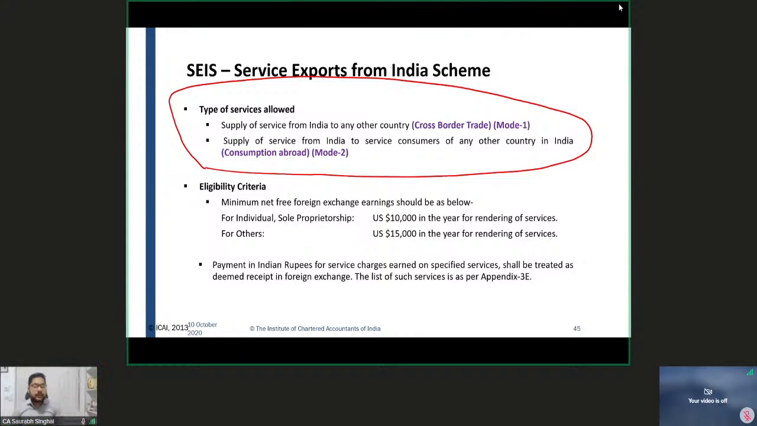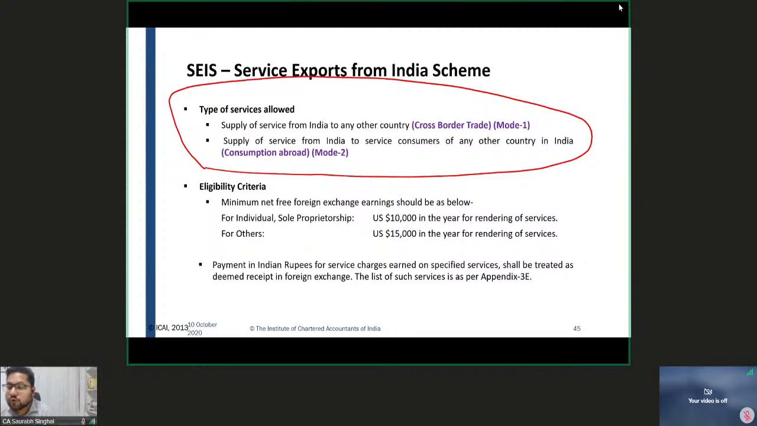Now, unlike MEIS, in SEIS, there is a minimum threshold also for you to be eligible. What is the threshold? You should have at least exported services of value 10,000 US dollars in the year in respect of which you are claiming the reward. This $10,000 is for individuals and sole proprietorship firms. If you are any other category, the minimum export that you must have done in the year of rendering service, in the year in which you apply for SEIS, should be 15,000 US dollars.